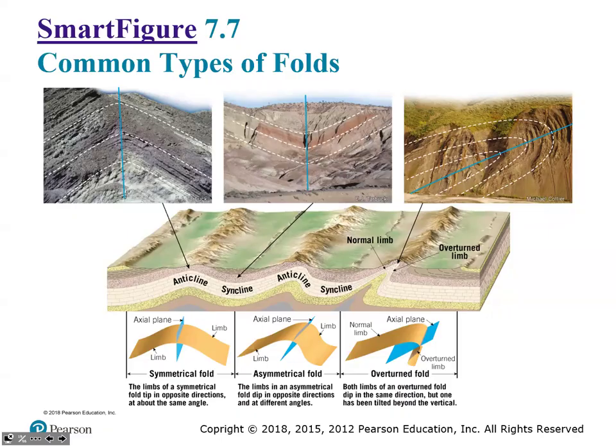So the limbs of a symmetrical fold tip in opposite directions about the same amount. In an asymmetrical fold, one is steeper than the other, and they dip at different angles. And an overturned fold is an even more extreme case where both limbs dip in the same direction, but one has been tilted beyond the vertical. So you get a sort of almost S-shaped structure.